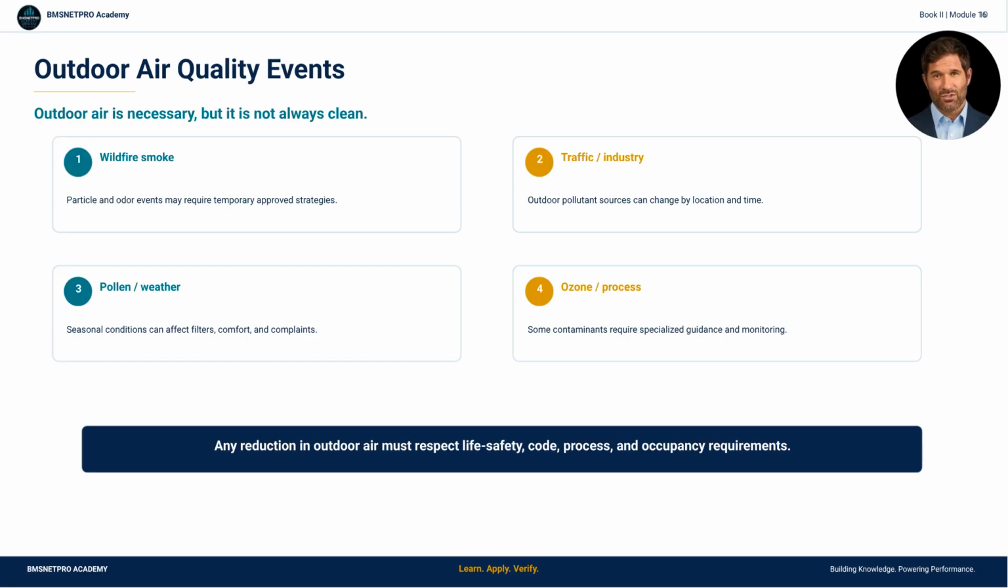Outdoor air is essential for ventilation, but outdoor air is not always clean. Wildfire smoke, traffic, industrial activity, pollen, ozone, and weather events may require special operating strategies. Possible responses may include enhanced filtration, pollutant monitoring, controlled pressurization, temporary recirculation under approved conditions, and occupant communication, but any reduction in outdoor air must be approved and must respect life safety, code, process, and occupancy requirements.